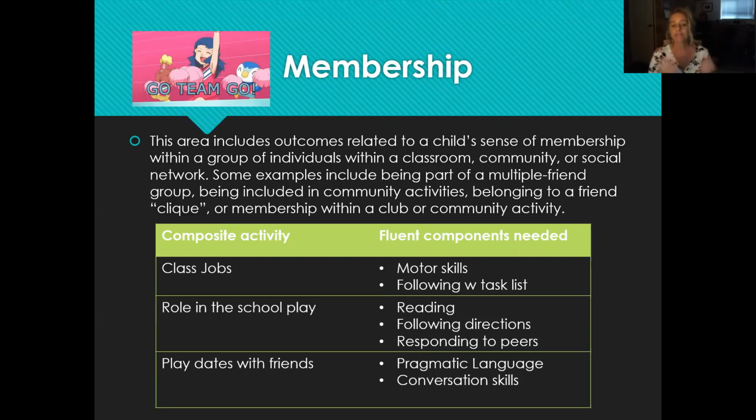And again, play dates with friends. These are a huge host of pragmatic language skill deficits for many kids who are included as special education inclusion in the general ed setting. Pragmatic language skills and conversation skills. Those are things that you can work on direct skill building of fluent conversation skills or fluent pragmatic language skills. And then what you can do is judge those skills on a probative measure during play dates.